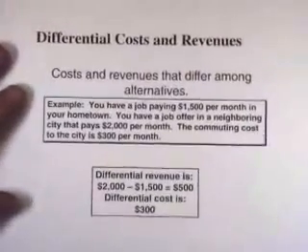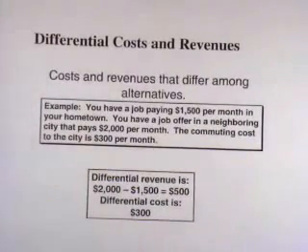Okay, another way of looking at costs is by looking at what we call differential costs. And this is also differential revenues, where if you're trying to make a decision whether to do A or B, you take the costs of A and the costs of B and see if there's any difference between them. You also would take the revenues of Project A and the revenues of Project B and see if there's any difference between the two revenues.